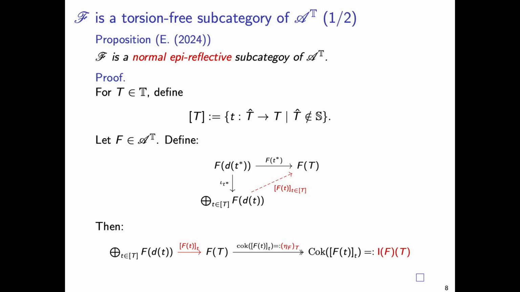And then the image of an object t under the reflection I_F of F is exactly the cokernel of this morphism. And the morphism part of the cokernel is the t component of the F component of the unit of the adjunction.